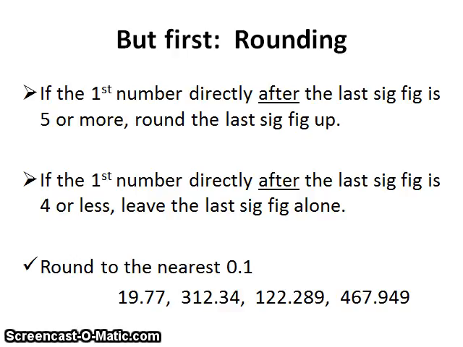Before we go on though, we need to review our rules for rounding numbers. First, determine the place where you will have your last digit. Then look at the digit directly to the right. If it is a 5 or more, round your last digit up. If it is a 4 or less, leave your last digit alone. The answers for the problem given are 19.8, 312.3, 122.3, and 467.9.